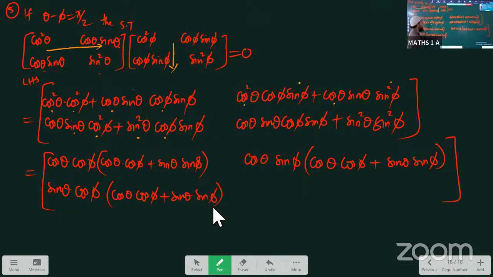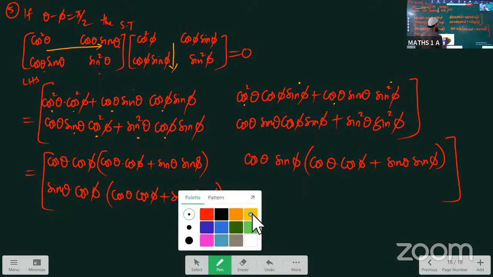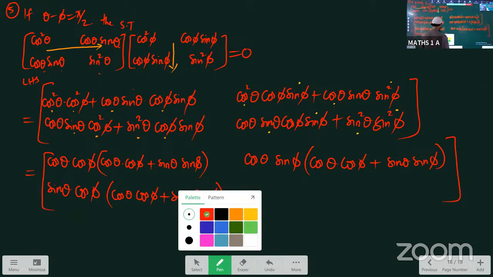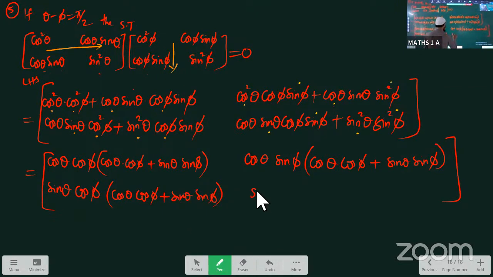The same way here, take common. What will you take common here? One sin theta we can take common from these two, and one sin phi we can take common from these two. So sin theta into sin phi. After taking common this, what is remaining? Cos theta, cos phi plus cos theta, cos phi remaining here. One sin theta, one sin phi is remaining, sin theta into sin phi.